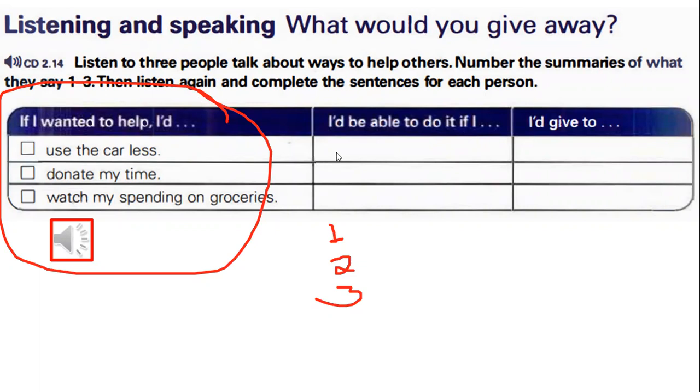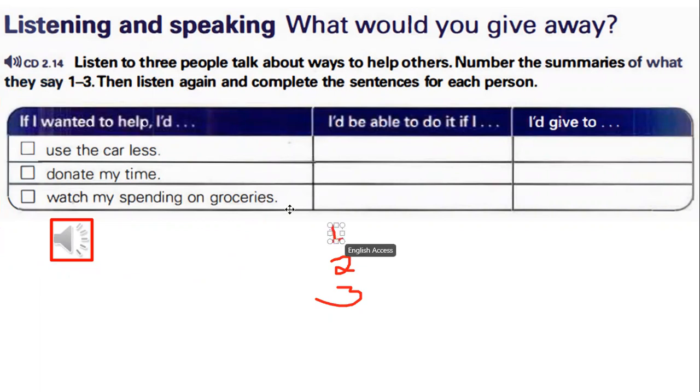All right, so what do you hear? What's number 1? Use the car less. Number 1. What's number 2? Watch my spending on groceries. Watch my spending on groceries. Donate my time. All right. Now, donate my time.